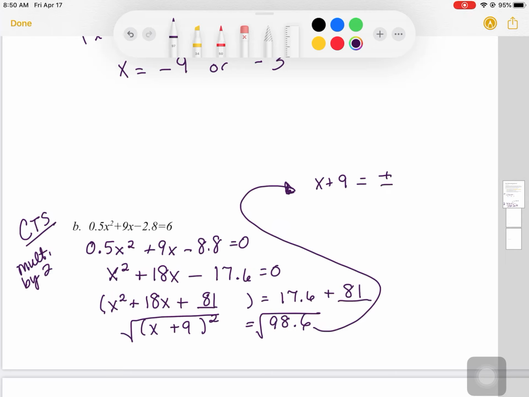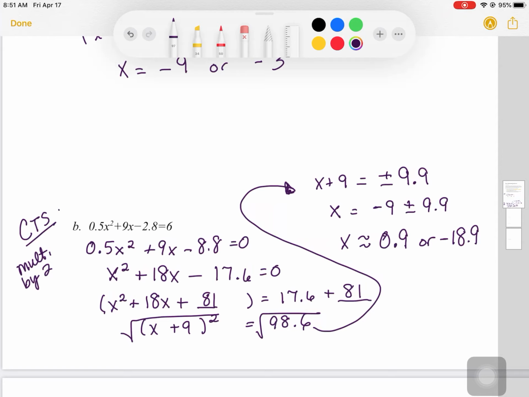I'm going to put this in decimal approximation, which is approximately 9.9. So I'm going to go with that right now. And then subtracting 9 from both sides, it would be -9 plus or minus 9.9 approximately. So my solutions for x are going to be approximately negative 9 plus 9.9, which is 0.9, or negative 9 minus 9.9, which is negative 18.9.